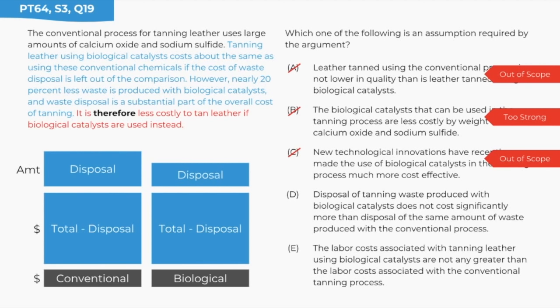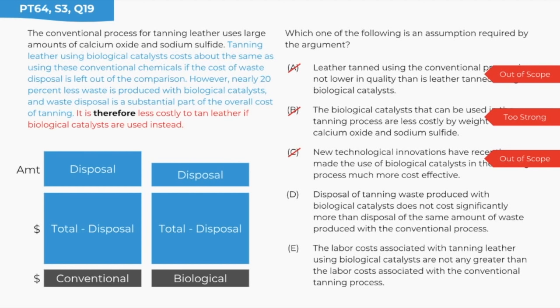Notice there's that negative language, does not cost significantly more. What doesn't cost significantly more? Disposal of tanning waste produced with biological. So the biological stuff does not cost significantly more to get rid of than the conventional stuff, which, while this doesn't say that the biological stuff costs the same or less, it's needed to know that it does not cost significantly more in order for it to cost the same or less.